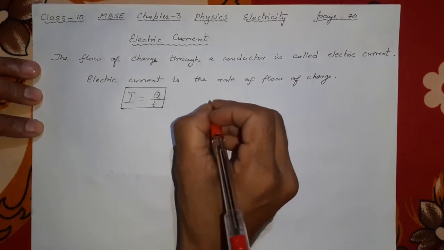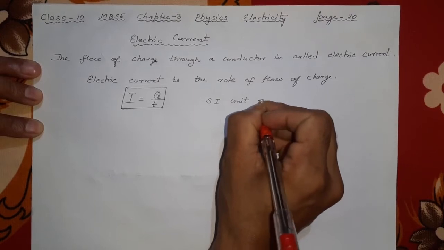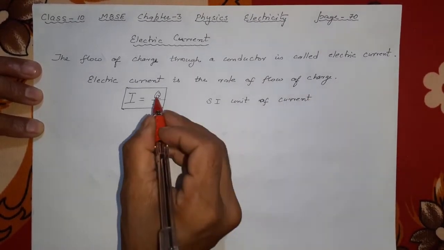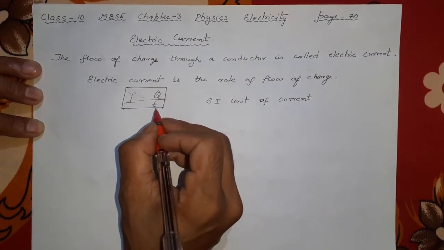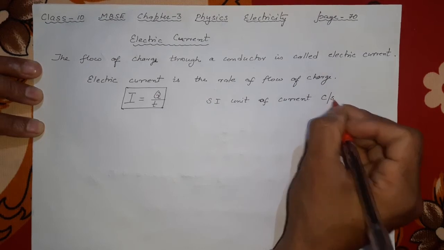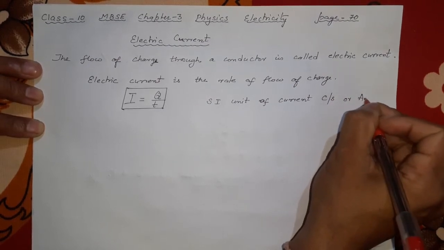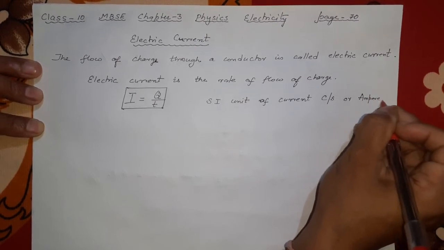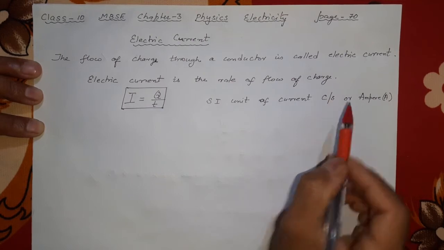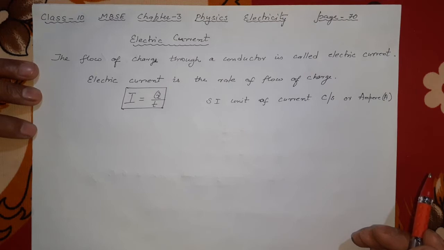Now, SI unit of current is what? SI unit of current is coulomb per second. Coulomb, C capital, seconds, time, or another name is ampere. In symbolic form we write A. In place of coulomb per second we say ampere. This is the unit of current.